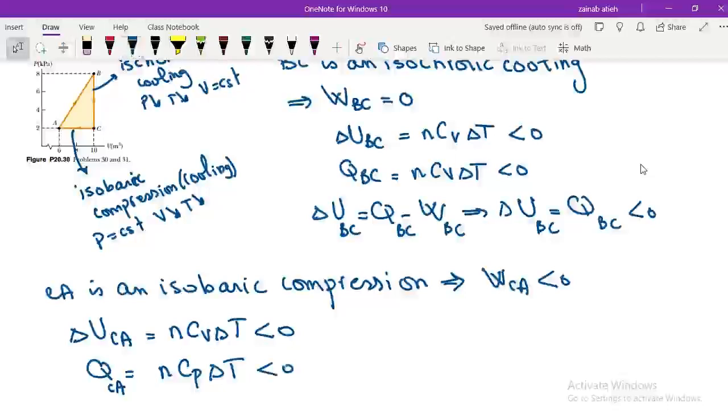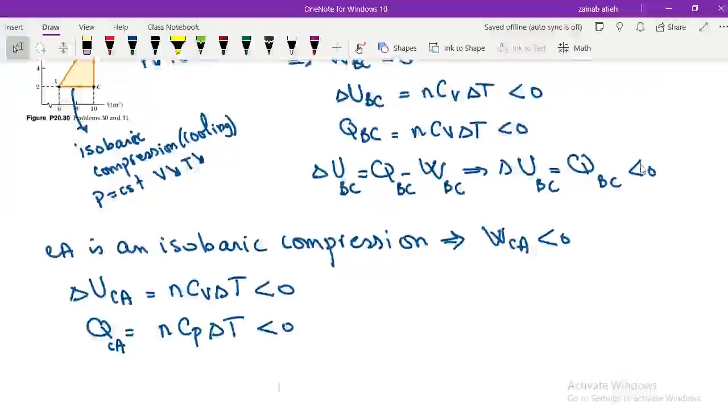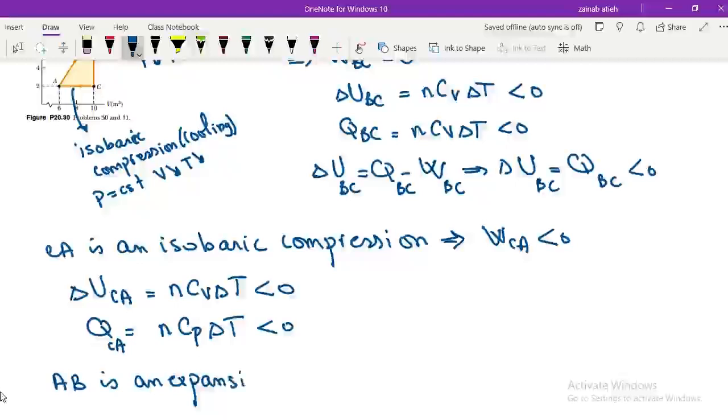Now let's go to the third process, which is AB. Sorry, AB has no name, it's just an expansion. How do I know it's an expansion? I'm going from small values of V to large values of V. In this expansion, the work AB is equal to the integral of P dV, and since V is increasing, the integral must be positive. It's equal to the area under the curve, which is positive.